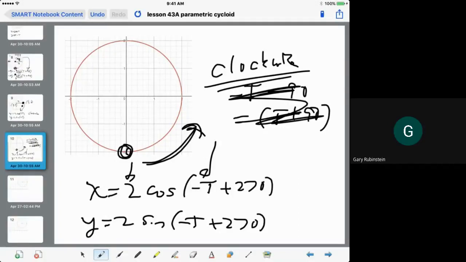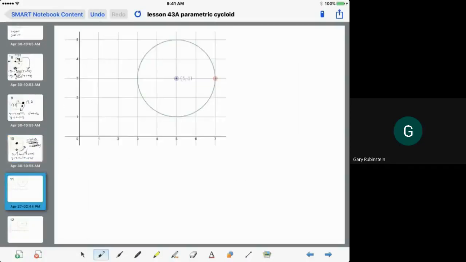The thing every example we've done so far had in common is that the center was at 0, 0. To end off today's lesson, we're going to look at whether it is possible to get the center to be something else. So here's one where the center is now 5, 3, and the starting point is over here at 7, 3.